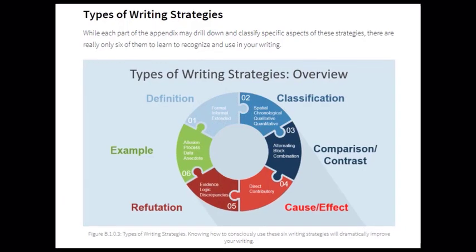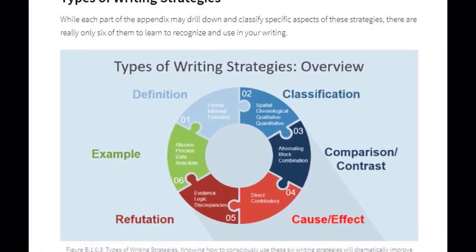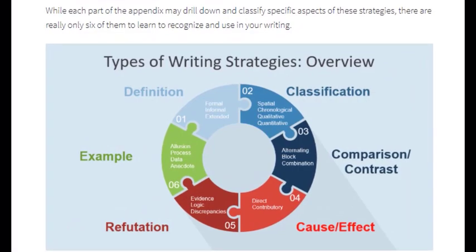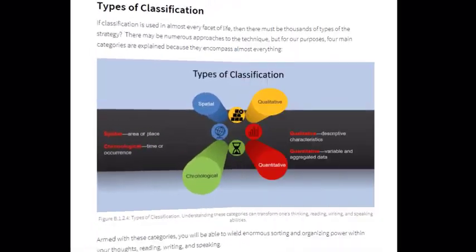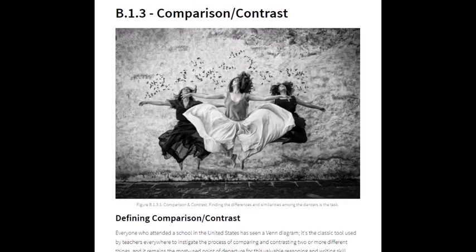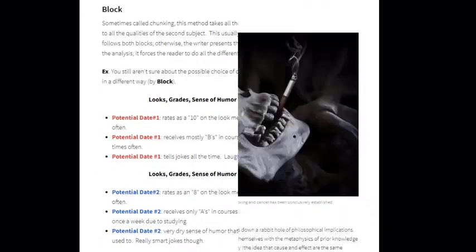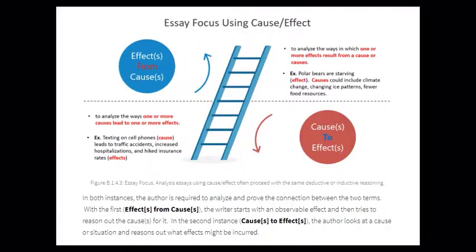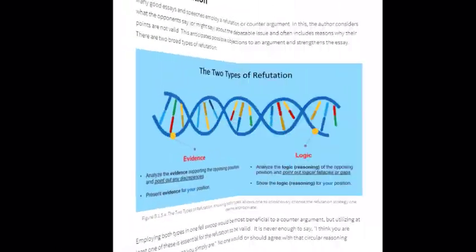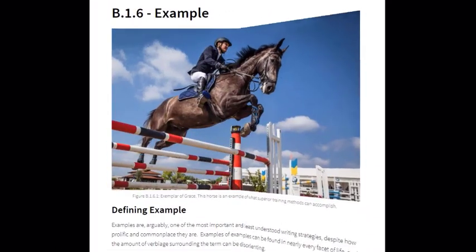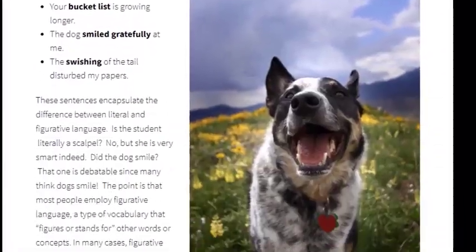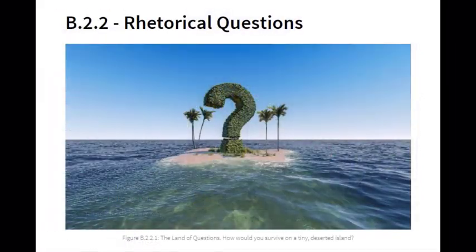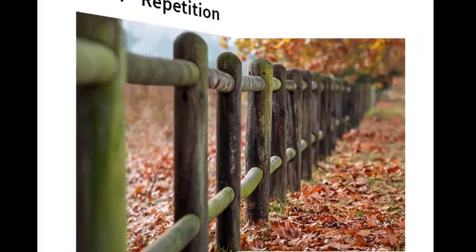Writing strategies are discovered in text, modeled and represented through appealing visuals and clear charts. Such strategies include definition, classification, comparison contrast, cause and effect, refutation, and example. In the same way, a variety of rhetorical strategies are deciphered, modeled, and demonstrated in multiple ways.